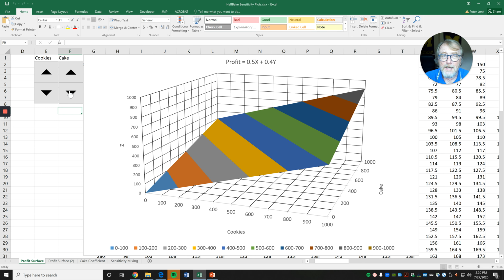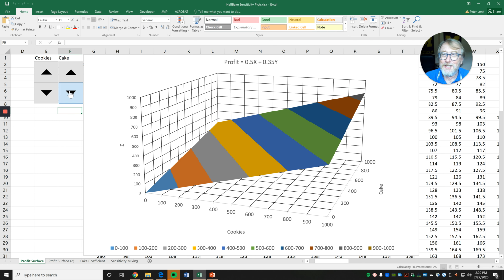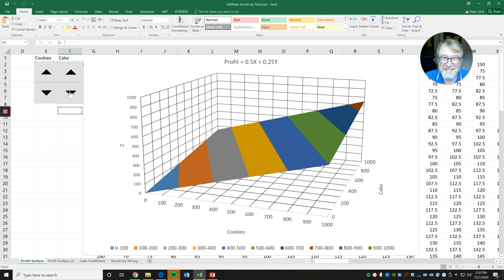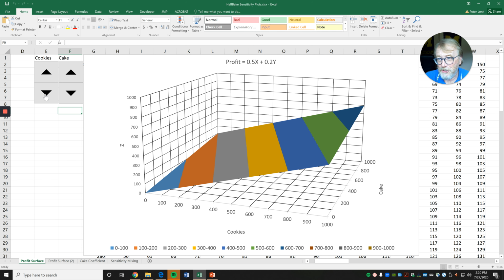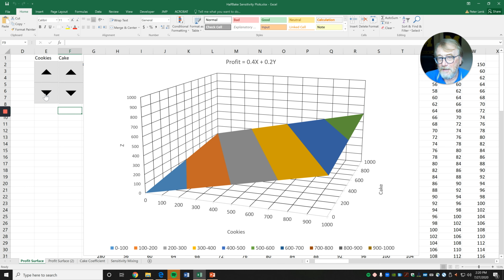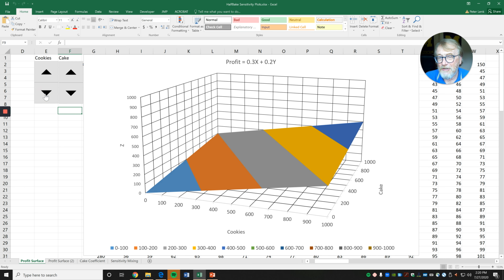Now, obviously, someone had too much time on their hands during COVID to make up such a spreadsheet. But the key fact is as you change those coefficients, you get a tilt to it.